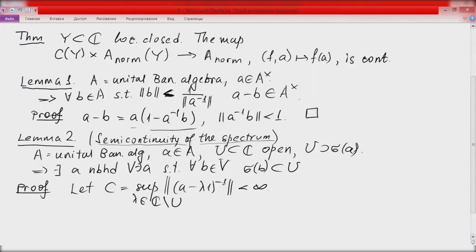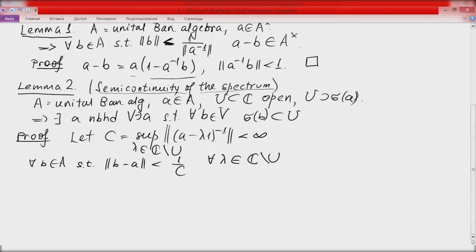If we now take an element B in our algebra A, such that the norm of B minus A is smaller than 1 divided by C, and if we take any point lambda which is not in U, then I claim that B minus lambda is invertible.